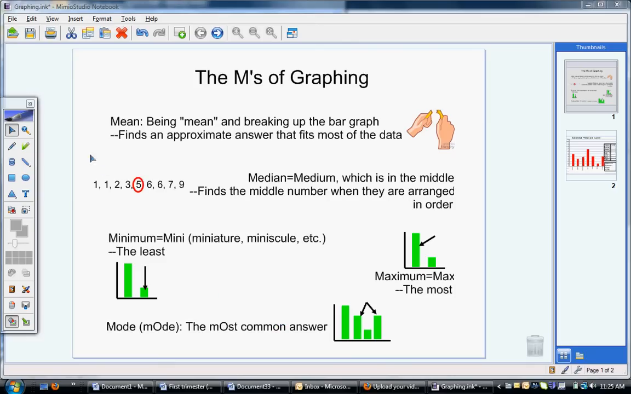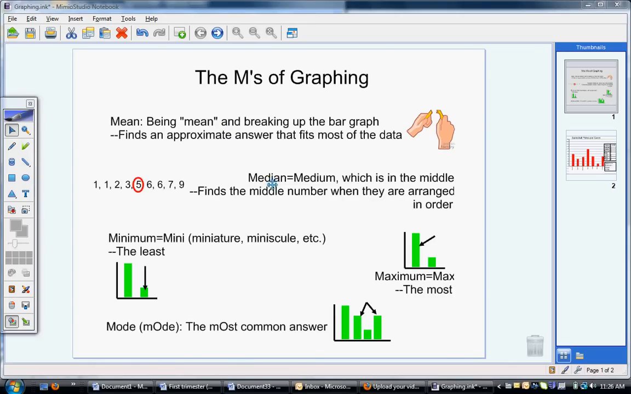One thing you may have to do is to find the mean of a graph. Now when I think of the mean, I think about being mean and breaking up the bar graph. And the way I picture this is I imagine that I have a stick in my hand and I break that stick. Go ahead and put that imaginary stick in your hand and imagine being mean and breaking that stick. When we find the mean, we're going to actually break up the bars in a bar graph and try to sort out the pieces to try to make them about the same length. It finds an approximate answer that fits most of the data.